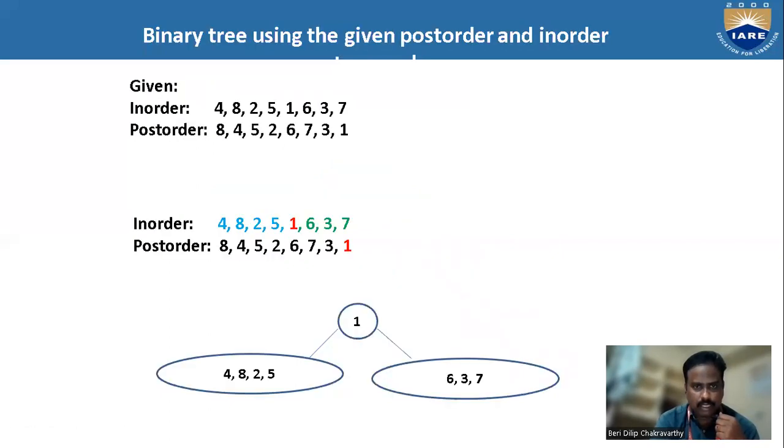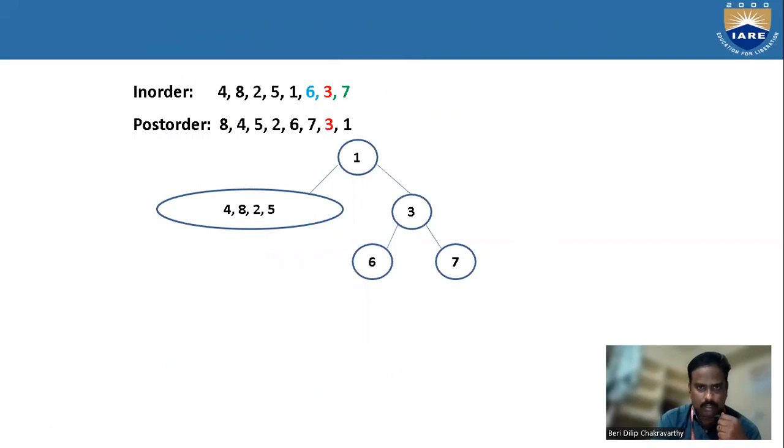Okay, similarly for 637, which is my root? Observe here for 637, which is the last? So we are getting 3 as last. Okay, so 3 as last, that means 3 is my root node, and if you observe in order, 6 is left and 7 is right. Okay, 3 is my root, and 6 is left, and 7 is right.